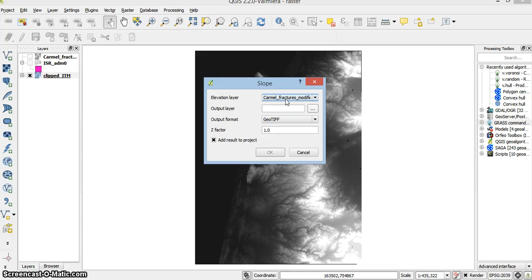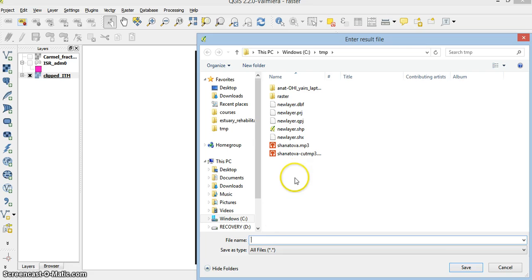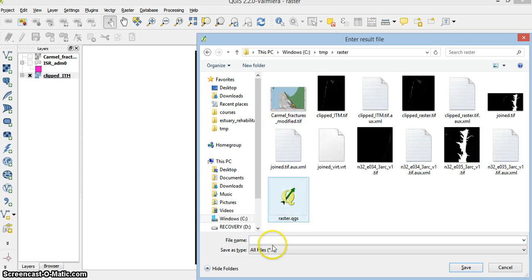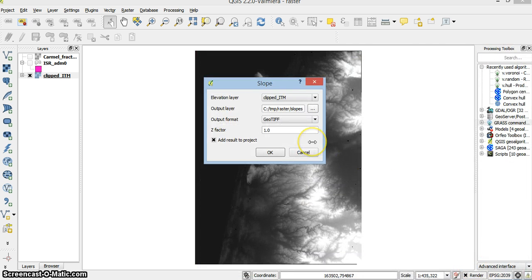And the raster I'm using for input is a clipped ITM, and the output raster will be slopes, for instance, and I can have a Z factor to do this calculation.